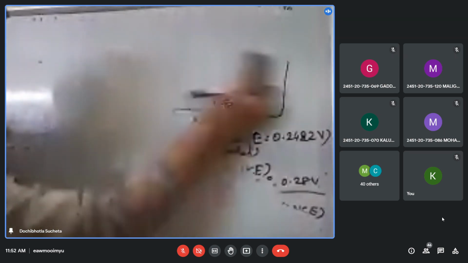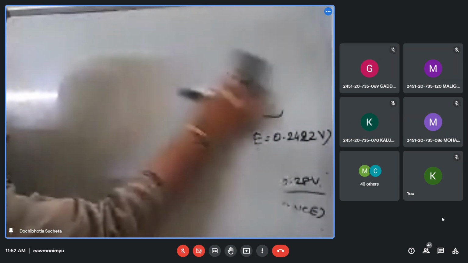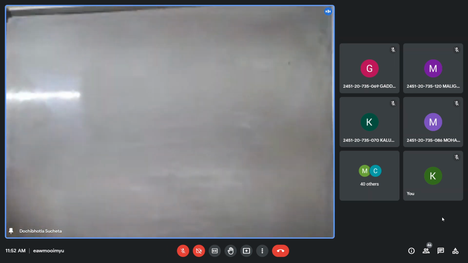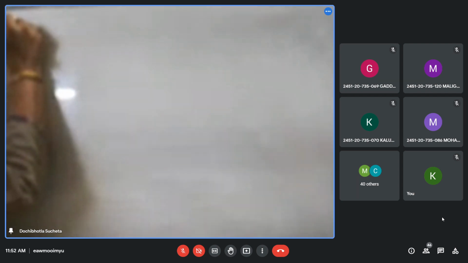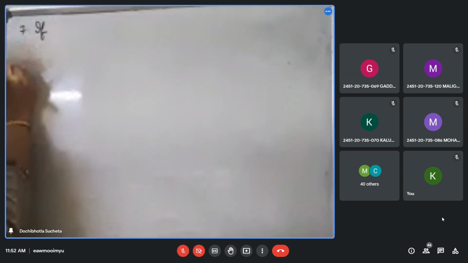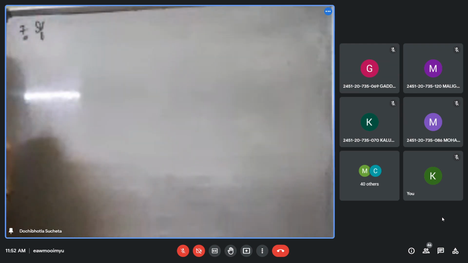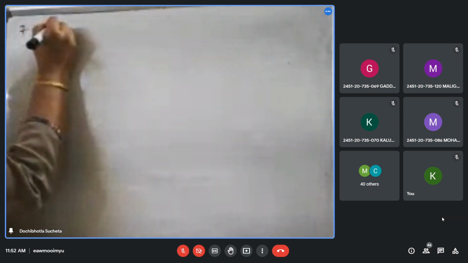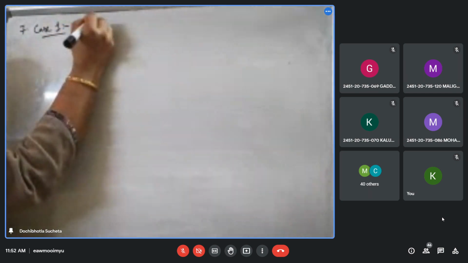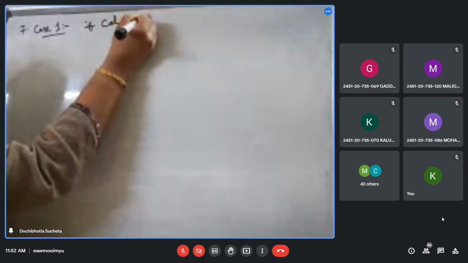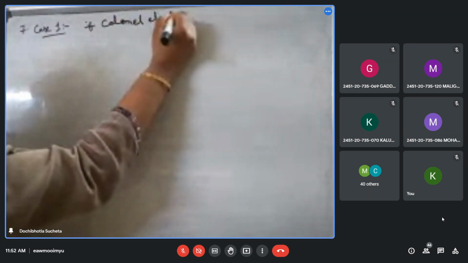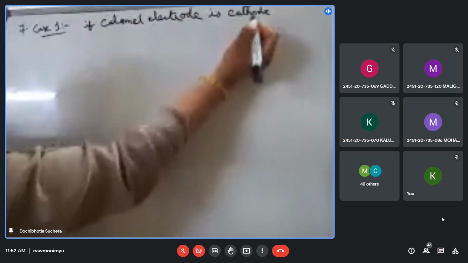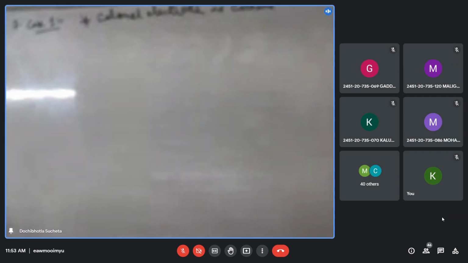Okay, so the next one is the 7th point. Calomel electrode can act as both anode and cathode. Point number 7, case 1: if calomel electrode is cathode. Then what reaction takes place? Oxidation or reduction?